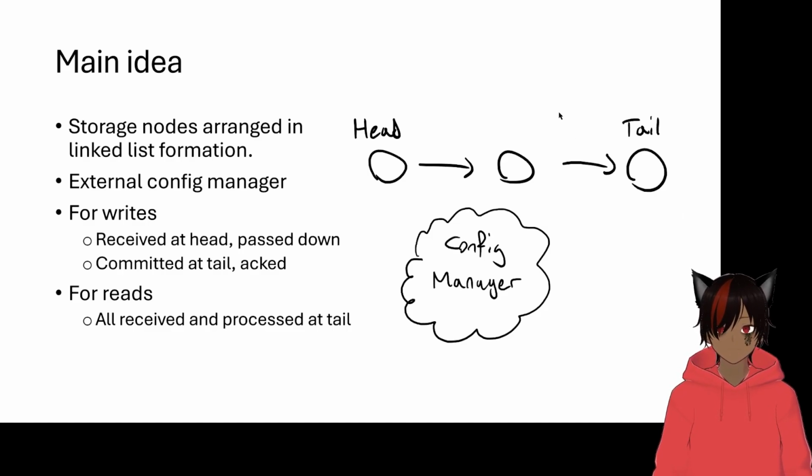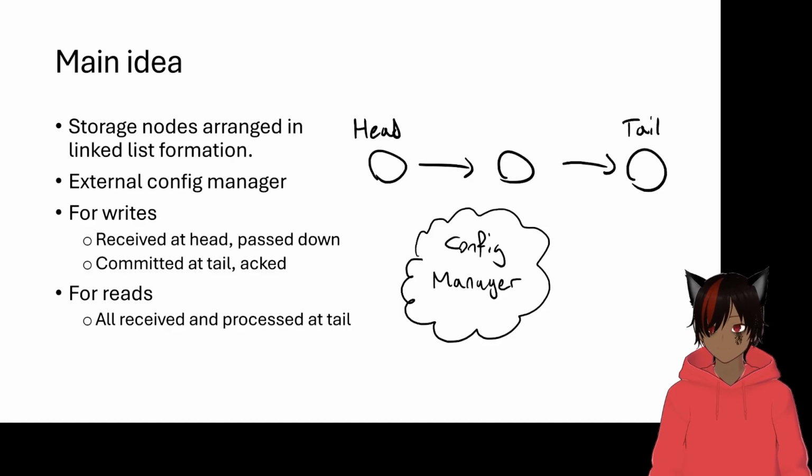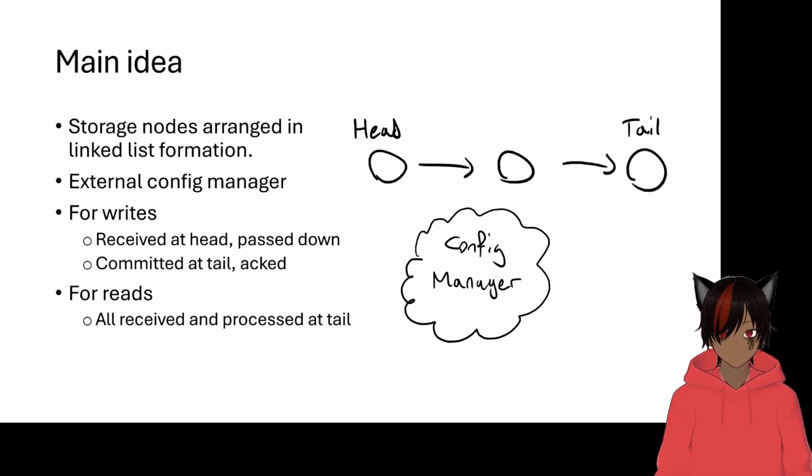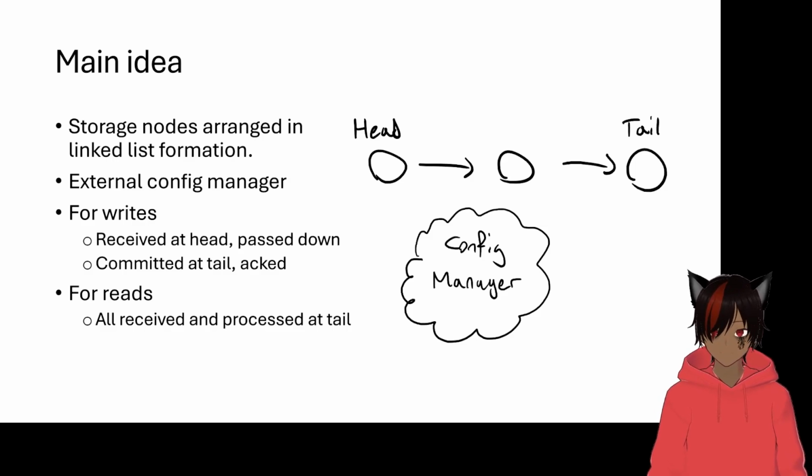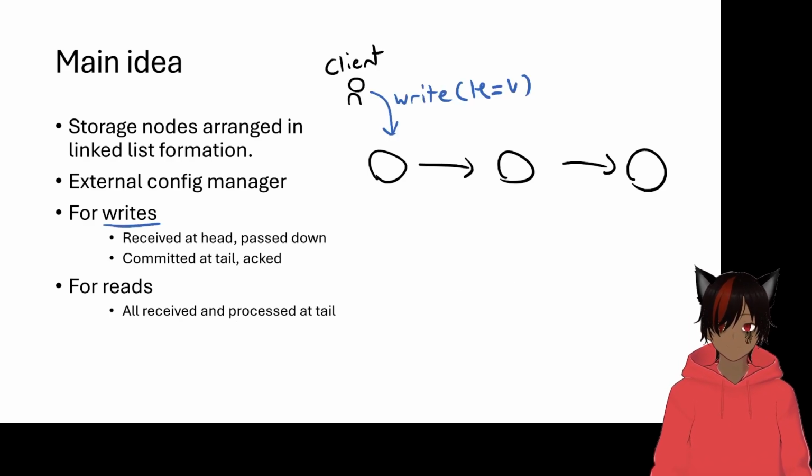Each of these nodes, shown here, are arranged in a linked list sort of formation where we've got a head, we've got a tail, and we've got some inner nodes. For now, I'm just drawing 3 because it's sort of easiest to show. And there's a configuration manager, which we'll peel back later and show who's really behind the scenes. And writes and reads are handled differently.